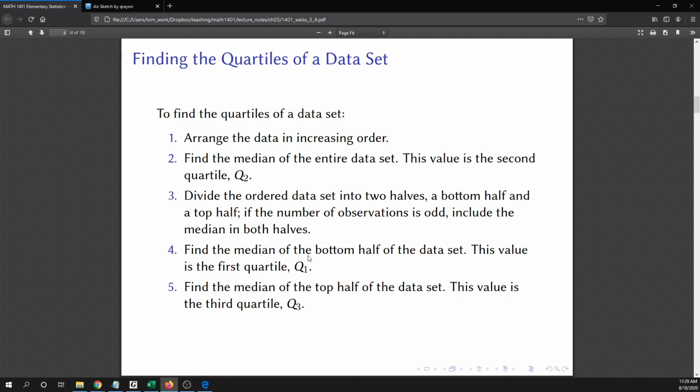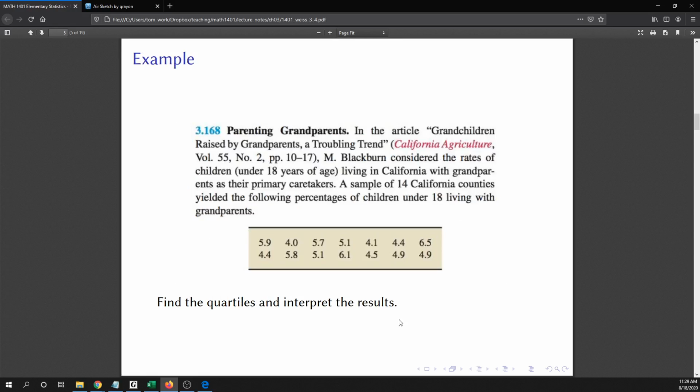Once you divide the data set into halves, and if it's odd, including the median with both halves, then you find the median again of the bottom half, and that median of the bottom half is going to be Q1, the first quartile, and the median of the top half is going to be Q3 of the original data set. So basically we're just finding medians here, and there's this one little twist about the number of observations. All right, let's take a look at this example.